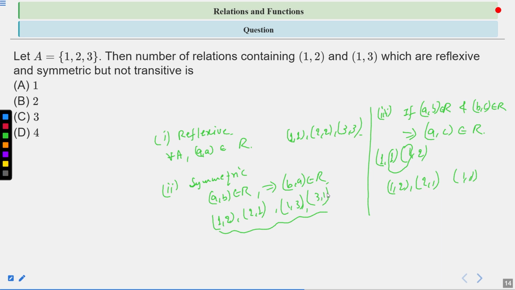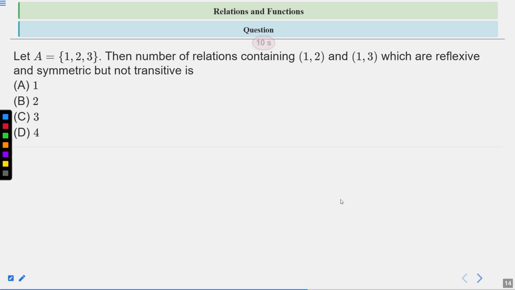But we basically have to find a relation that is symmetric and reflexive, but not transitive, right? It should not be a transitive relation, so we have to make sure of that condition. So you have 10 seconds to solve or think about this question. After that, we will discuss the solution of this question.